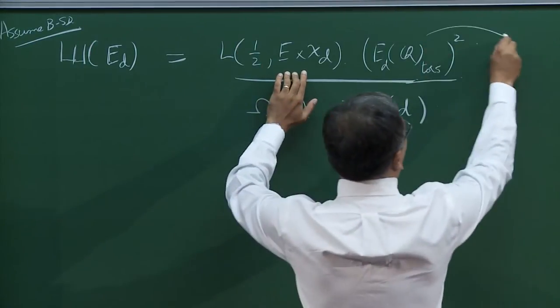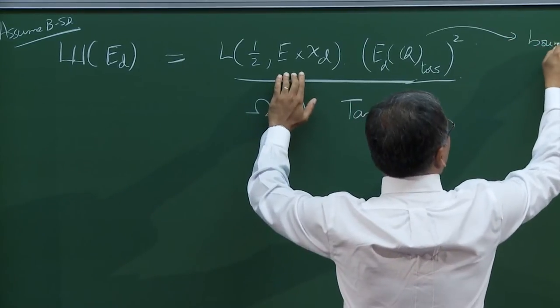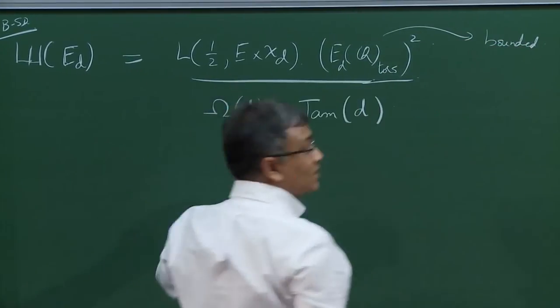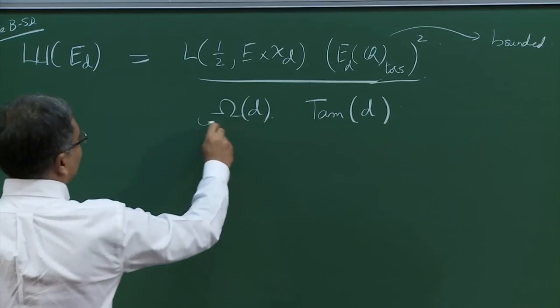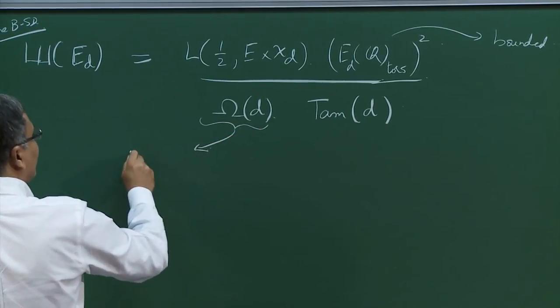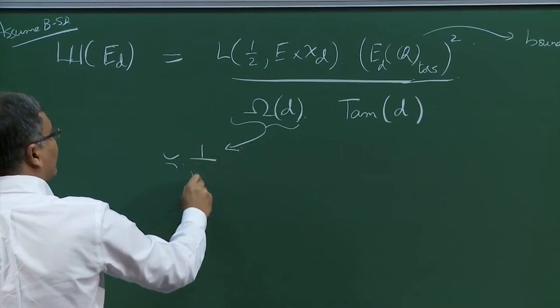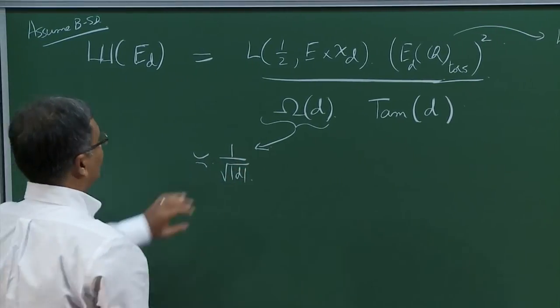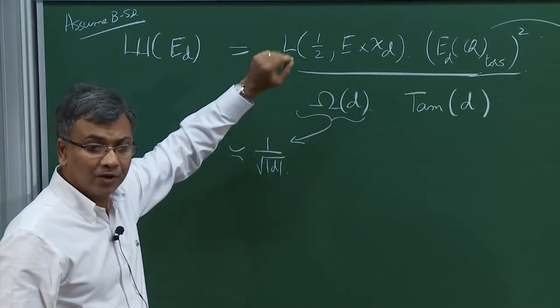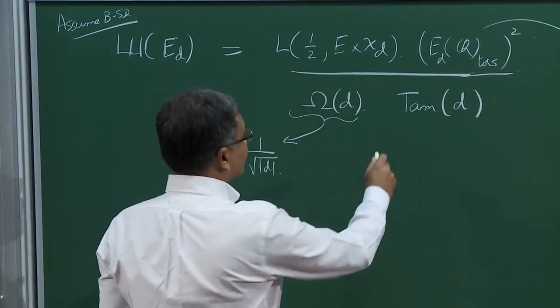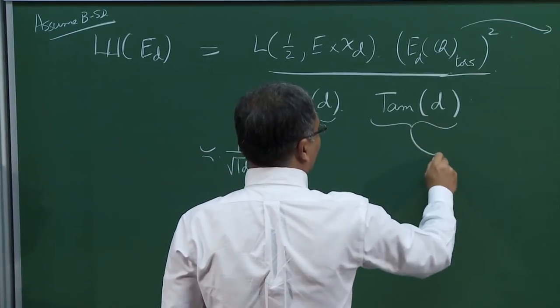This is some bounded object, which is not very hard to understand how this behaves as a function of d. The real period, roughly speaking, grows like 1 over square root of d. So in other words, this just goes to the numerator, square root of d times the L value. And then the last thing to understand is this Tamagawa factor.